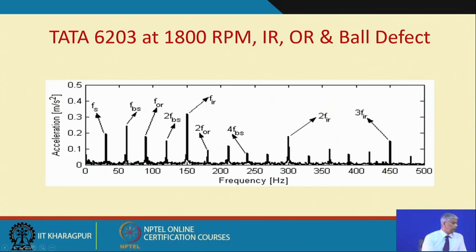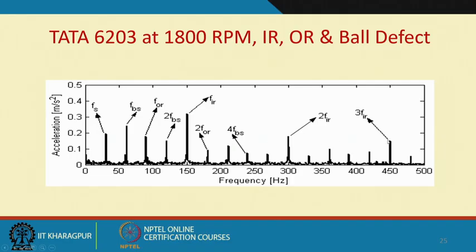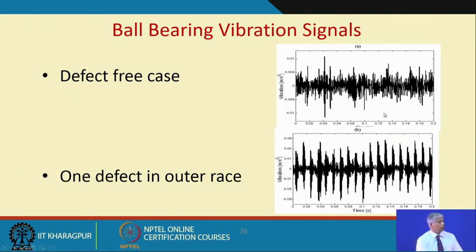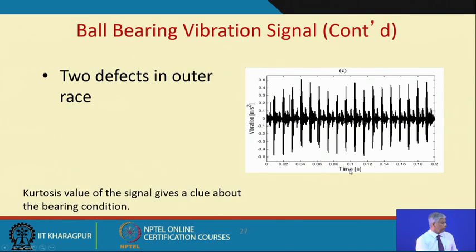And you see, if you can clearly identify these defect frequencies from a measured vibration signal, and if you see high harmonics, it is one way of knowing that the defect has occurred. Another is definitely monitoring the high frequency vibrations. So, this is the defect free vibration. People can develop indices without even looking at the frequency spectrum, just looking at the time domain of the signals, just looking at the ball bearing vibration signals and then the outer race defect frequencies. And this kurtosis value of the signal gives a clue about the bearing conditions.